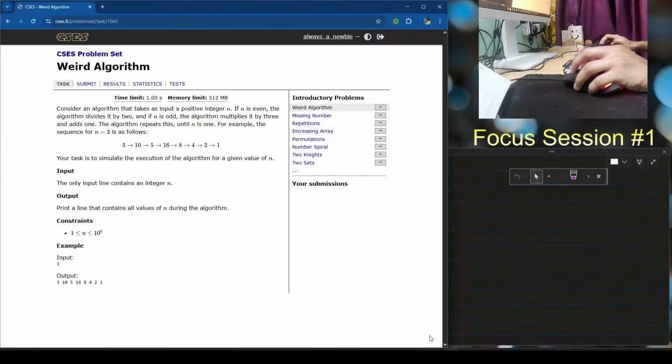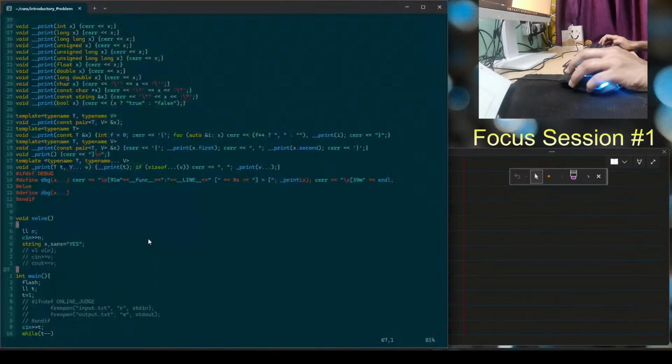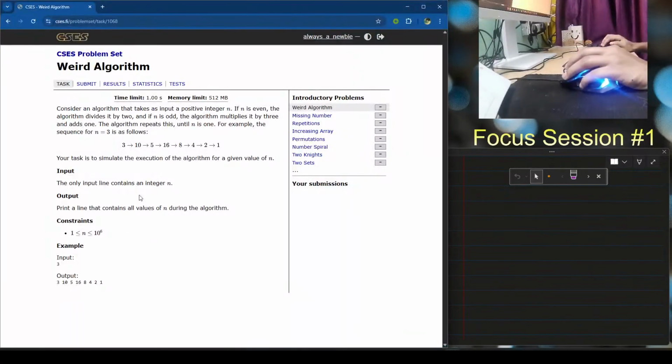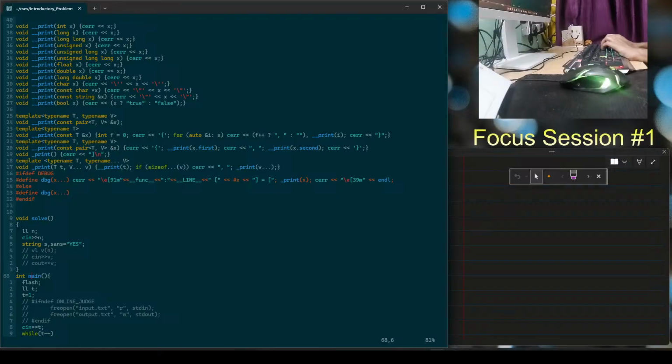Yeah, fine. So what I need to do: if n is even, the algorithm divides it by 2. If n is odd, the algorithm multiplies it by 3 and adds 1. Okay. So my task is to simulate the execution of the algorithm for a given value n. Alright.